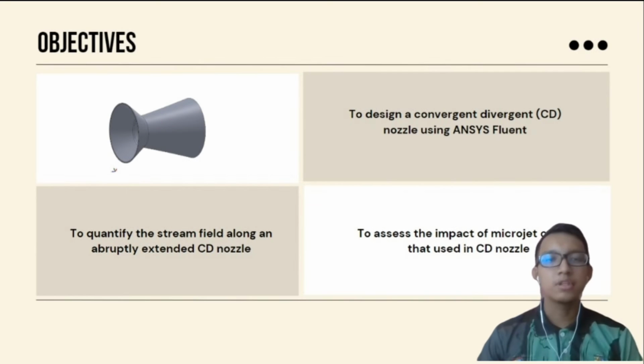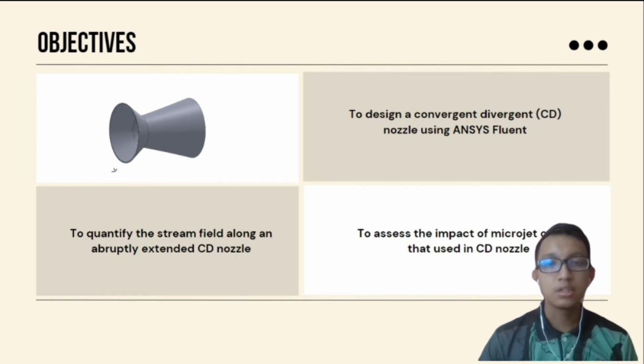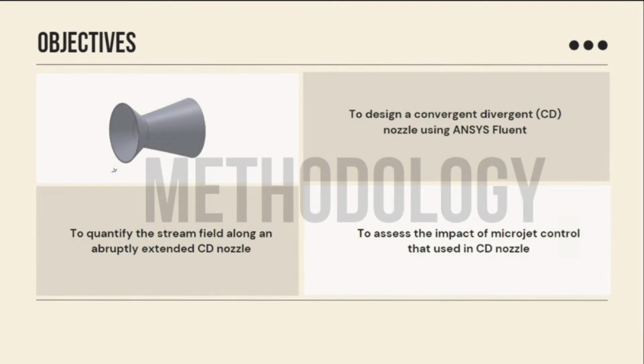The objective of this project is first to design a sudden expansion convergent divergent nozzle by using ANSYS Fluent software. This project also is done to assess the impact of microjet control that used in CD nozzle and to utilize the CFD strategy to quantify the stream field along an abruptly extended CD nozzle.